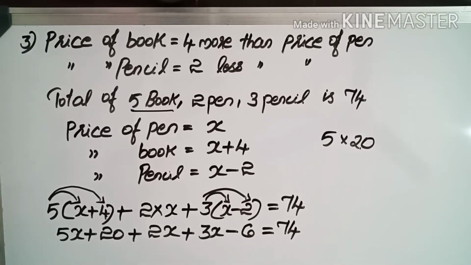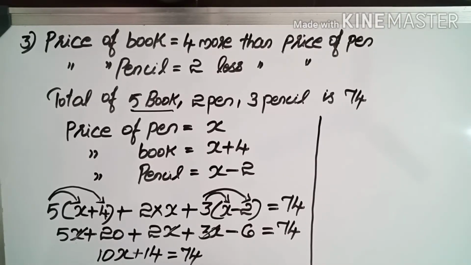Now in the next step, add all the x terms here. How many x total here? 5x, 2x, 3x. So 5x plus 2x, 5 plus 2, total it will be 7x. 7x plus 3x, 7 plus 3, 10. So 10x total we got. Now the remaining is plus 20 here, minus 6 here. So 20 minus 6, what is the answer? 20 minus 6 is plus 14. Equal to 74. Now again we have to simplify this equation.